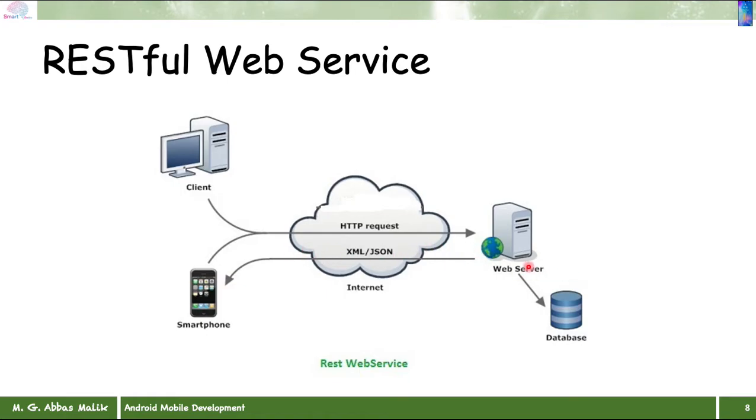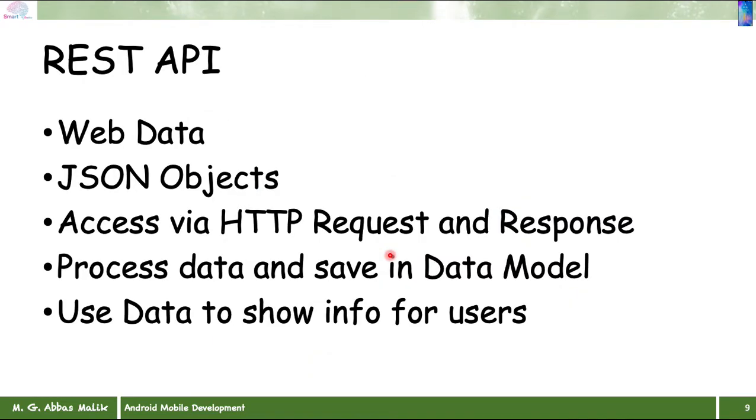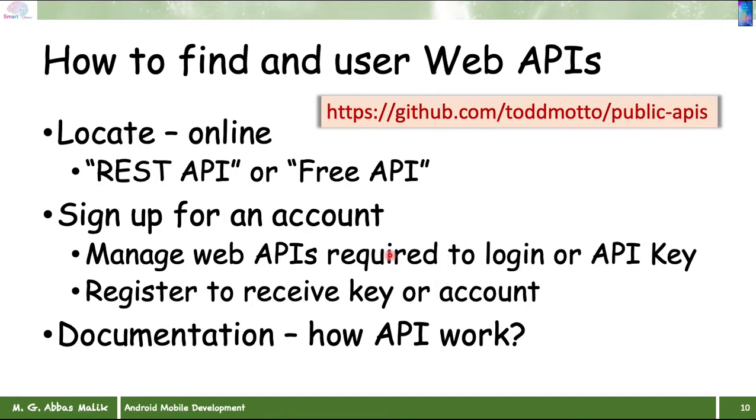So again, it all depends on how it is going to be returned. But normally, as I told you, JSON is the more popular format to return the answers, or return the response, to the client. So again, a REST API is web data, JSON objects accessed via HTTP request and response. We make a request, we get a response, and in the response we also have the data that we need to parse, and then we can process it and use that specific data.